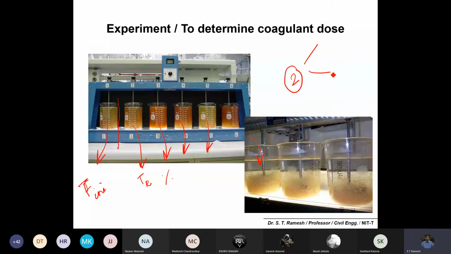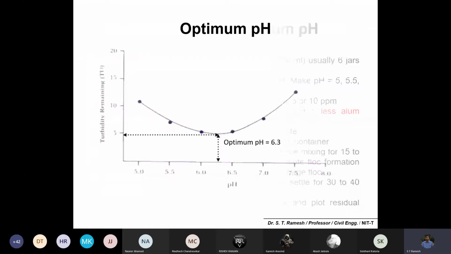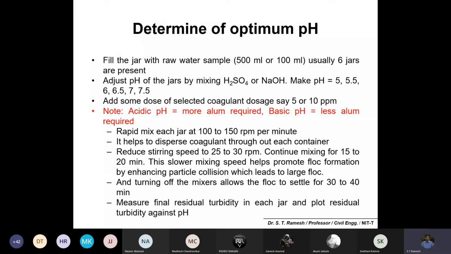You can measure the initial and residual turbidity, and this experiment can be operated in 2 different ways: one for dose, another for pH. Vary the dosage first, then fix the optimum dose in the second experiment and vary the pH. At the end of these 2 experiments, you will see the optimum dose and the optimum pH. Is it fine? Yes, sir. Okay.